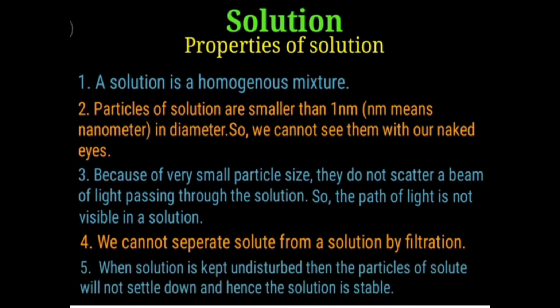Because of very small particle size, they do not scatter a beam of light passing through the solution. So because the size of the particle is small, they cannot scatter the beam of light. Means the beam of light which is passing through that solution does not scatter, does not split. And so the path of light is not visible in a solution. So whenever we pass a beam of light through it, the path of the light will not be visible.